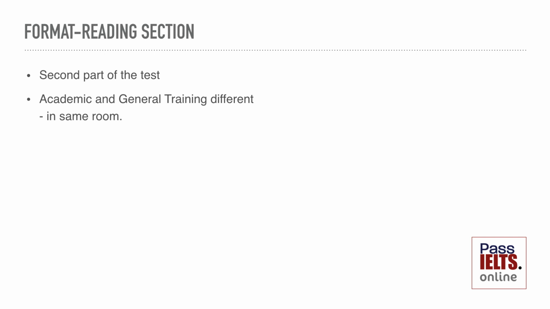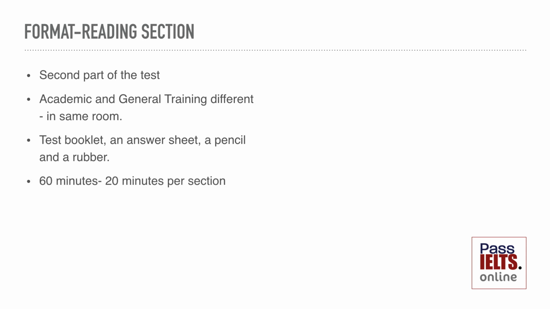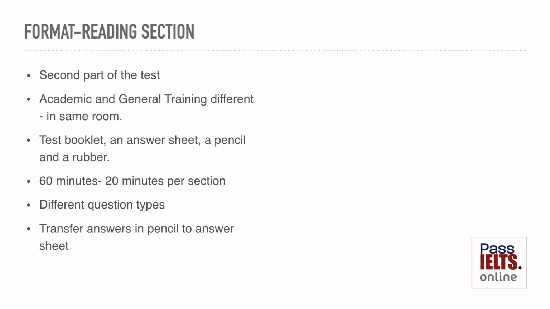This is the second part of the whole test. It is a different test for the academic and the general, although you will be sitting in the same room. You will get a test booklet, an answer sheet, a pencil and a rubber. You have 60 minutes to do the whole test. We recommend you take 20 minutes per section, as there are 3 sections. There are lots of different question types. You have to transfer your answers in pencil to the answer sheet, and there is no extra time for transfer in the reading, unlike the listening section. So you have to work very quickly.